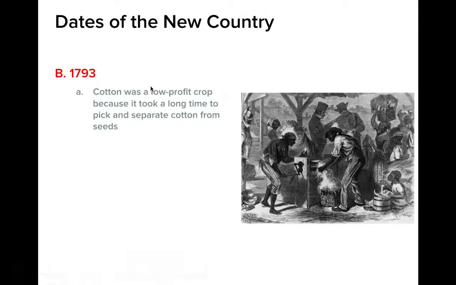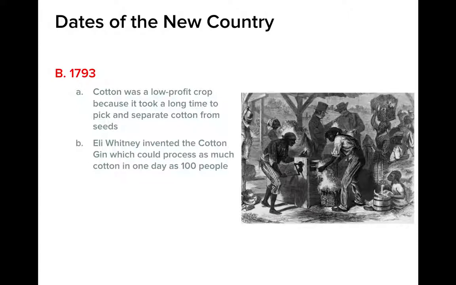1793. And cotton before 1793 was a low profit crop because it took a long time to pick and separate cotton from the seeds. It was labor intensive, so it didn't make much money. However, lowercase b, Eli Whitney invents the cotton gin in 1793, which could process as much cotton in one day as 100 people. These people are using the cotton gin, which is right here. It separates the seed from the fluff. The cotton gin drove the price of cotton down, which increased demand. Now that cotton was cheap, there was a higher demand to make clothing, drapes, bedding, anything made out of cloth.